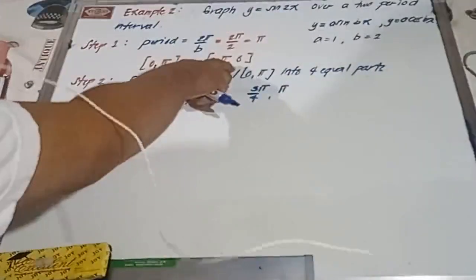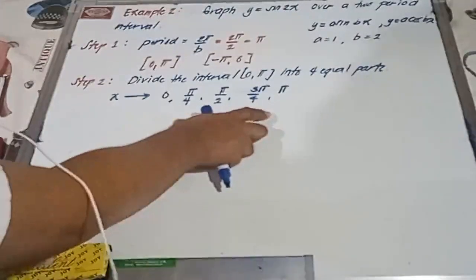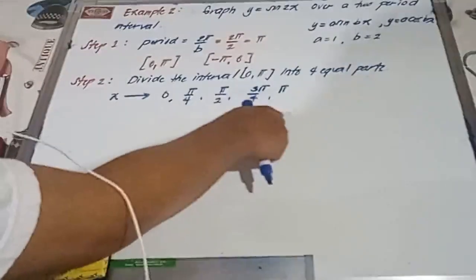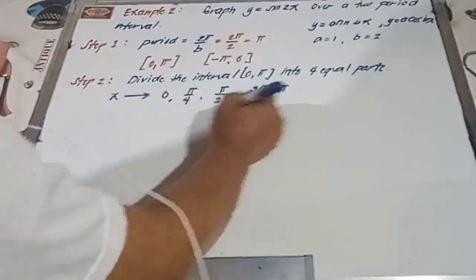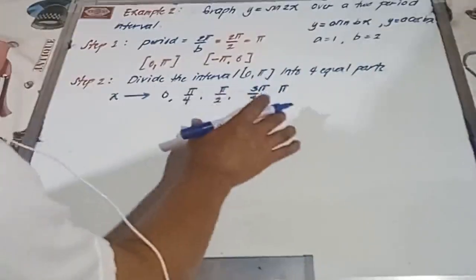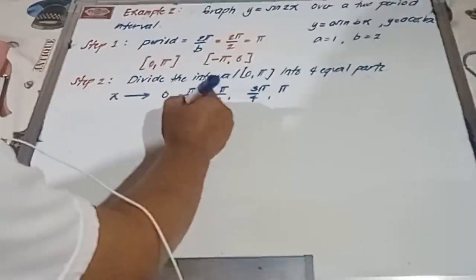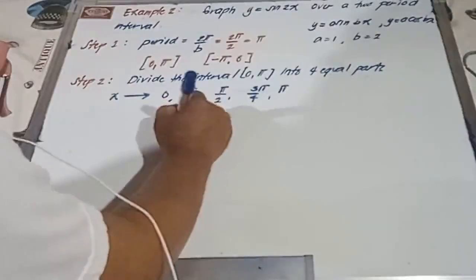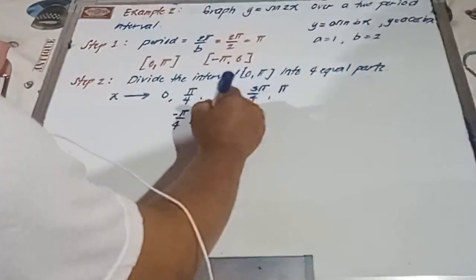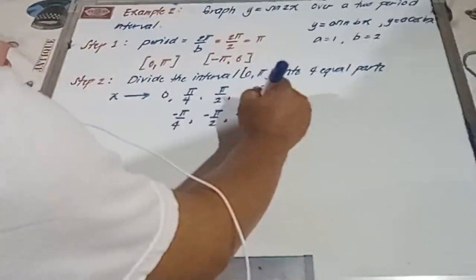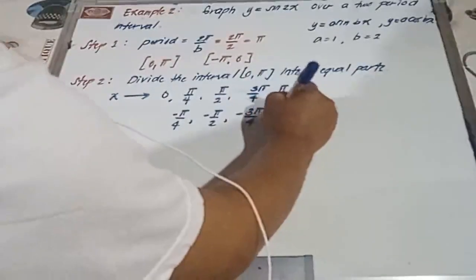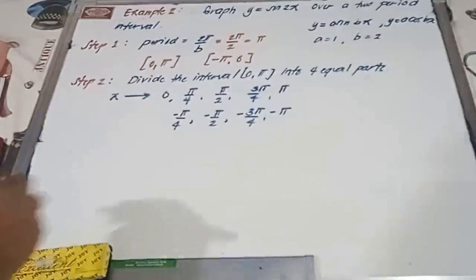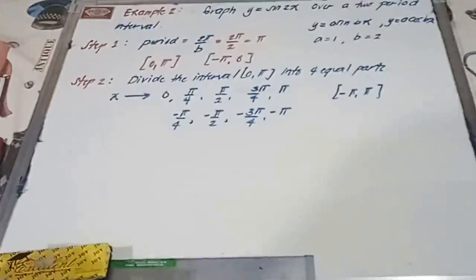There's no need to divide it to 4 equal parts. All we have to do is to change the sign of these 4. So, mangyayari, yung isa pa ay negative pi over 4, negative pi over 2, negative 3 pi over 4, and negative pi. Okay? So, ito na siya. So, ang interval na yan is from negative pi to pi. Okay? Yan ay 2-period interval na.